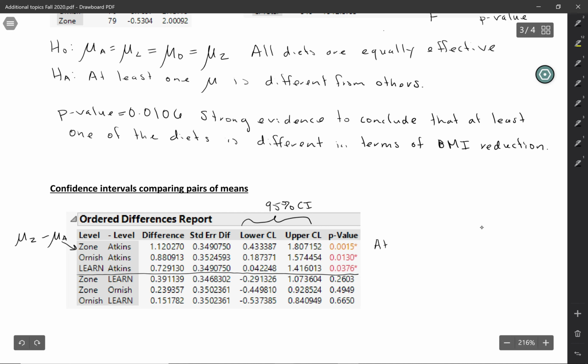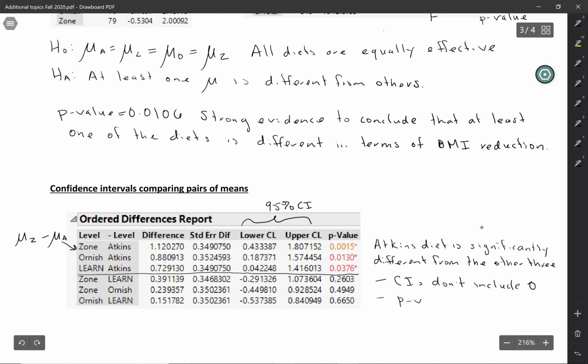So this is telling us that the Atkins diet is significantly different from the other three. So in each of those cases, we can see that the confidence interval does not include 0. So these three confidence intervals don't include 0. And all of these also have small p-values. So p-values less than 0.05.